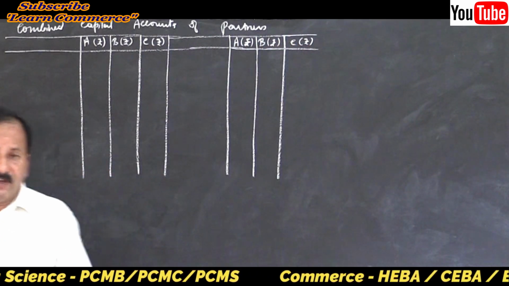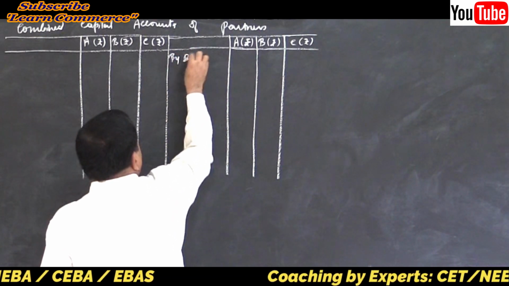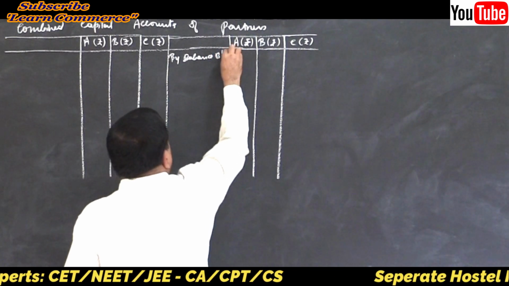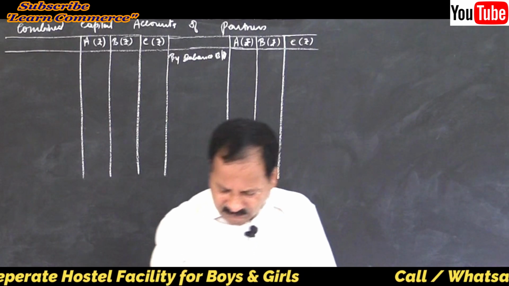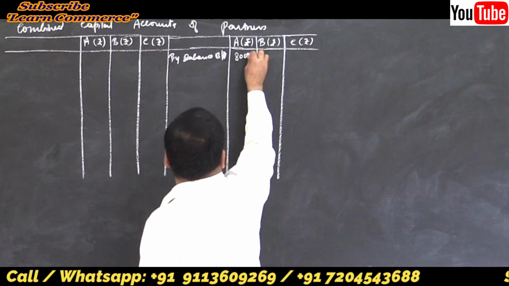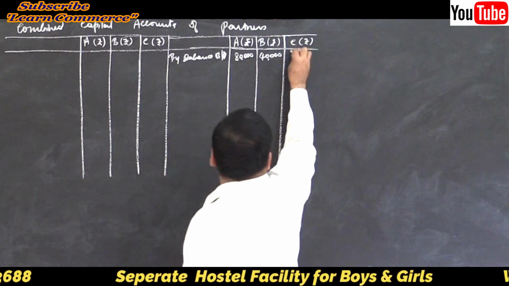Now let us start with the starting point, balance brought down, right? Capital balances brought down. I think it is 80, 40 and 40. Is it correct? Yes, it is 80, 40 and 40. Write the capital balances: 80,000, 40,000 and 40,000.